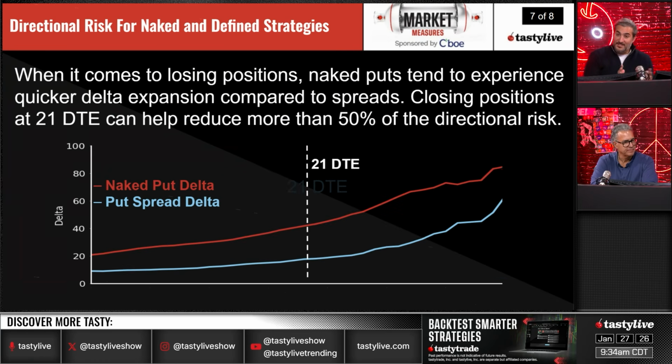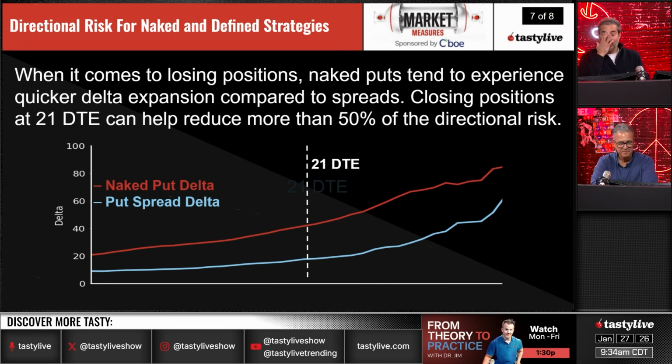On the flip side, when you get to losing positions, this is where things change, right? With your winning trades, whether it's the stock going up, down, or sideways, you'll see delta decrease. For losing positions, naked puts tend to experience quicker delta expansion compared to spreads.